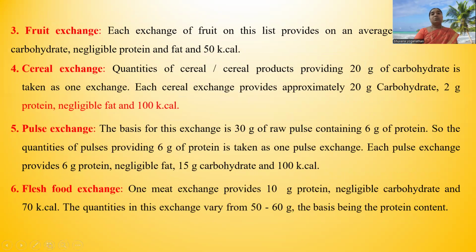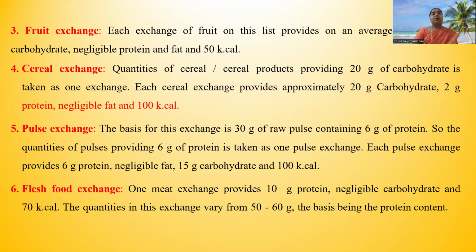Fruit exchange: this provides an average amount of carbohydrate, negligible protein and fat, and 50 kilocalories. Cereal exchange: a quantity of cereal product providing 20 grams of carbohydrate is taken as one exchange. Each cereal exchange provides 20 grams of carbohydrate, 2 grams of protein, negligible fat, and 100 kilocalories.